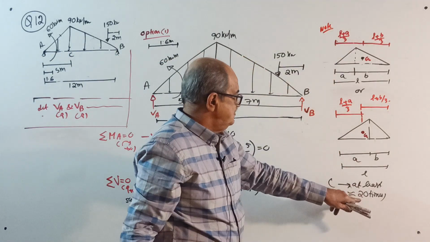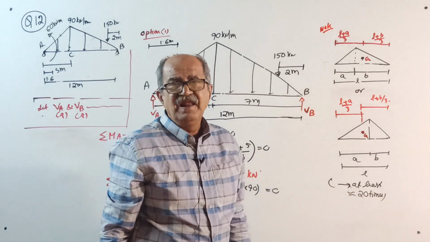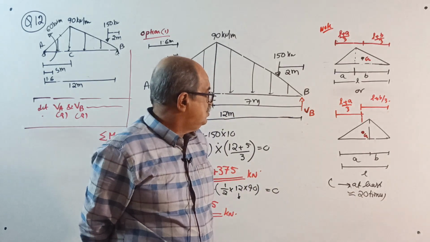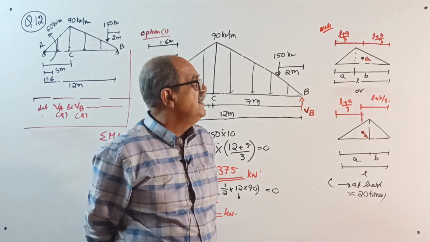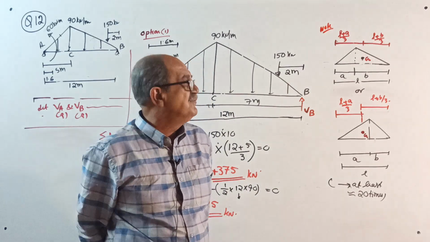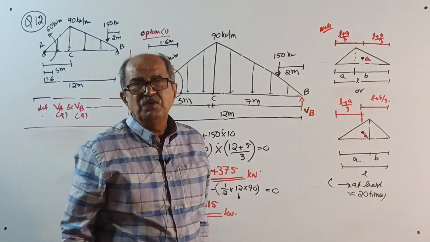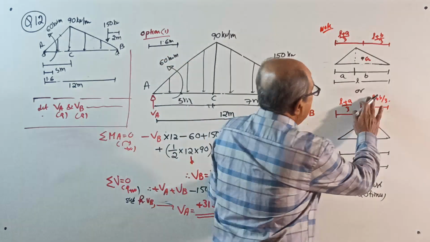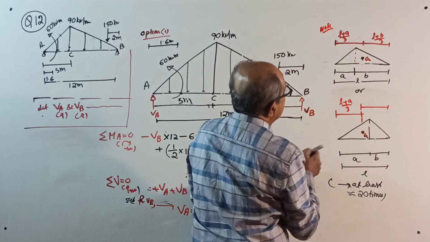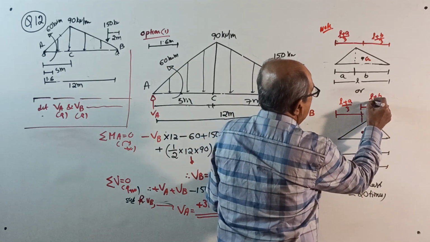Actually, this I have explained already more than 20 times. First of all, I should not bother about this one. It is full divided by 3. Sometimes people get confused: L plus B, whole divided by 3.